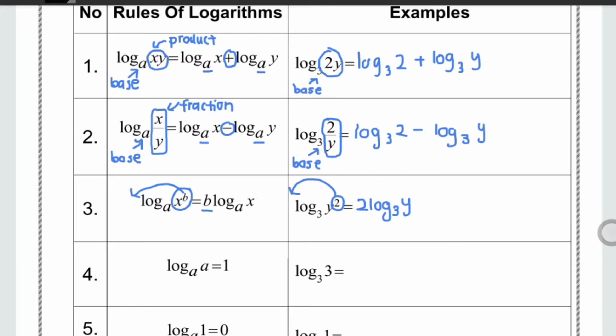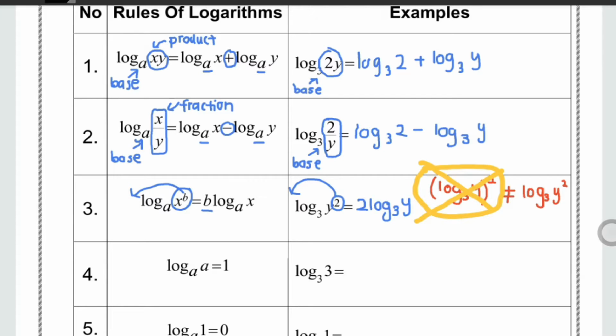And an important thing we need to know here: log y base 3 all squared is not equal to log y square base 3 as in our example. So we cannot use this rule for log y base 3 squared. This rule is not valid for that one.